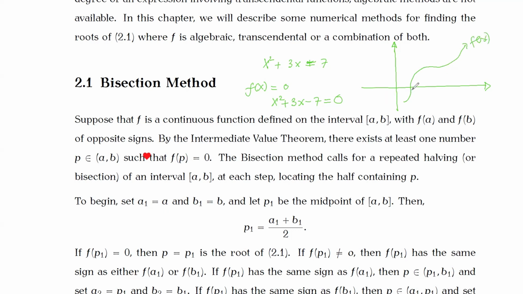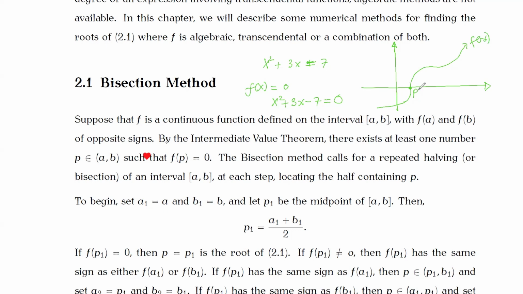This function crosses the x-axis at point P. This P is the root of the equation, because at that point, if you substitute this P in the function, we get the function equal to 0. So this P is called the root of our function. Now, using the bisection method, we need to find this root.